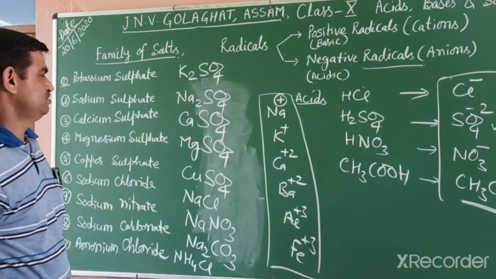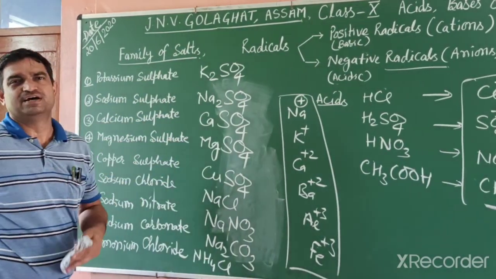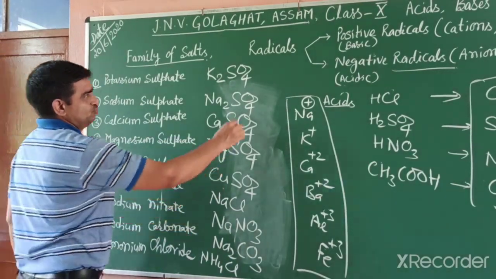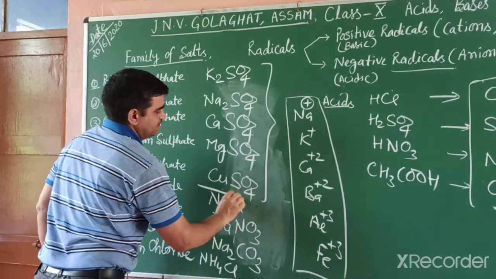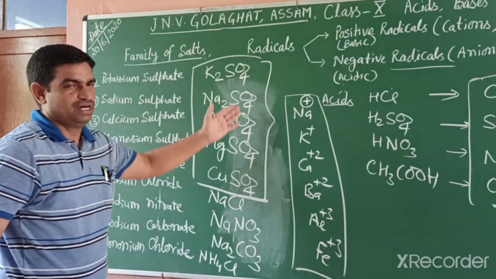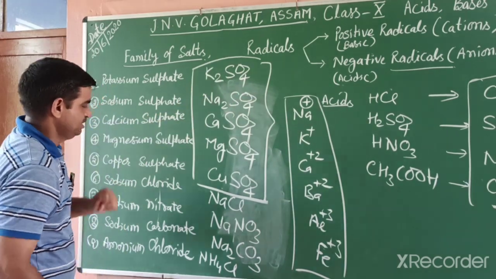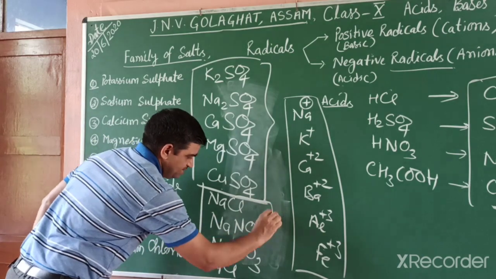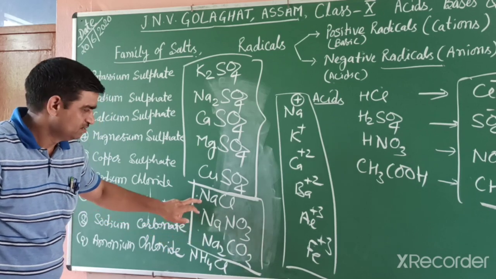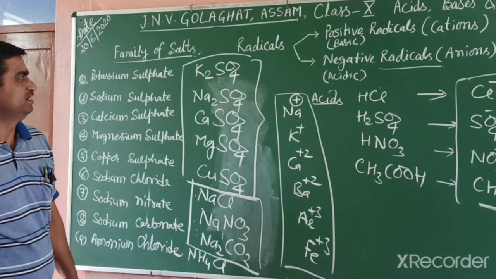So these different salts are written on our board. Then how can we explain which of these salts are related to a family? Salts of the same family have the same type of radical. If any salts have the same radical, they belong to one family. So these salts belong to the sulfate family, because all have the sulfate ion. Sulfate is a common ion, so they are known as the sulfate family. And these salts are the sodium family, because all have the sodium ion: sodium chloride, sodium nitrate, sodium carbonate.